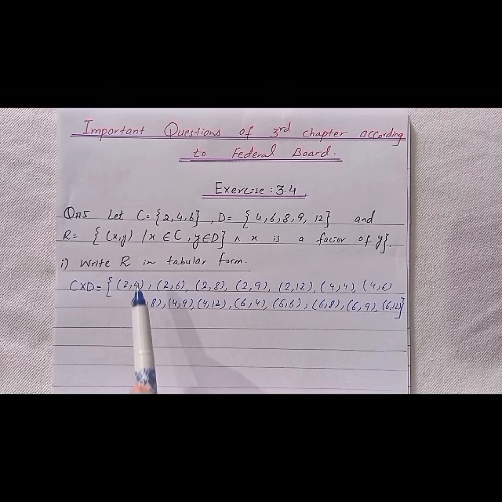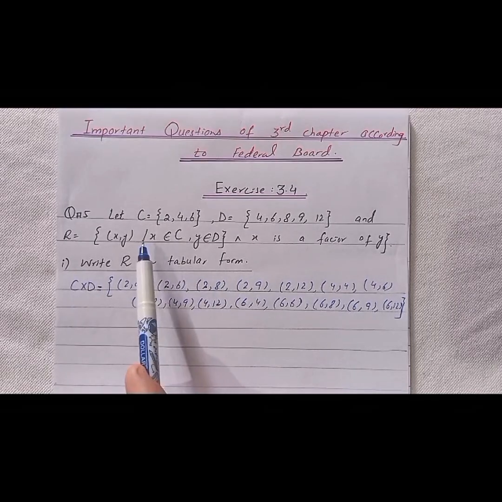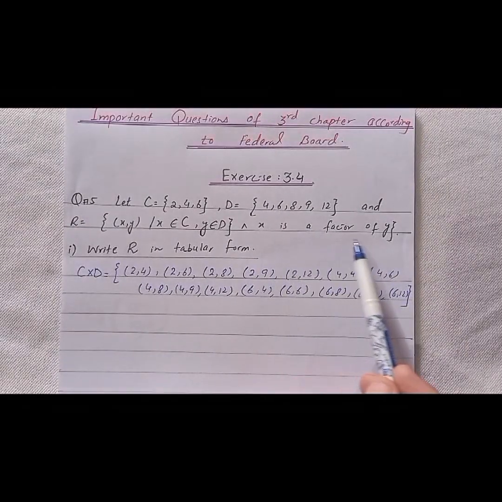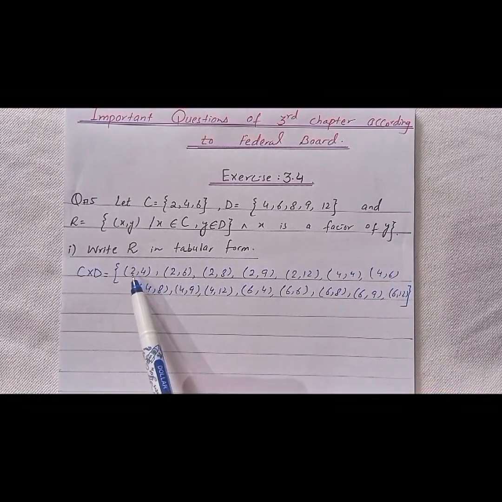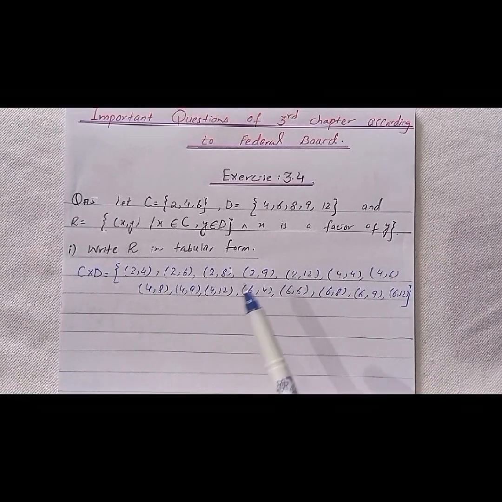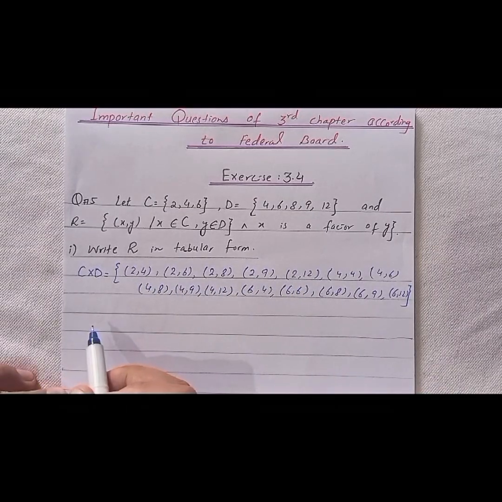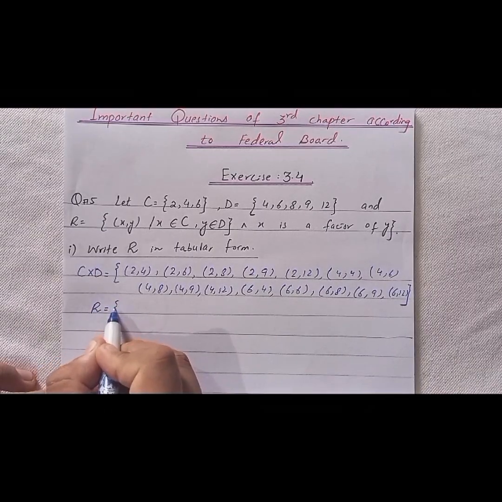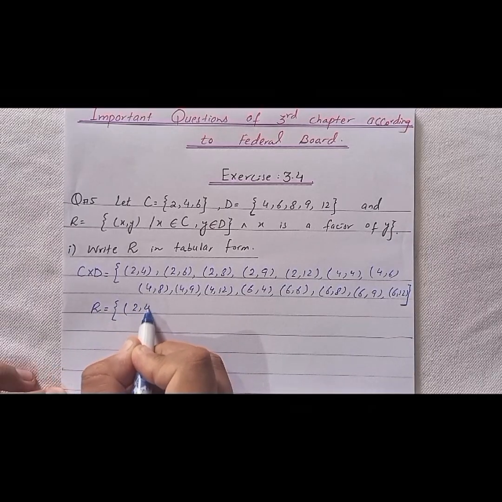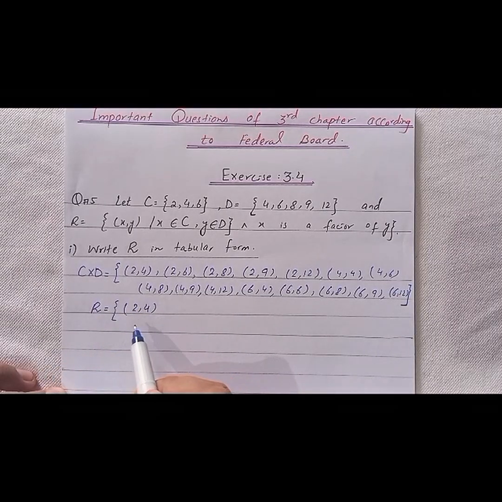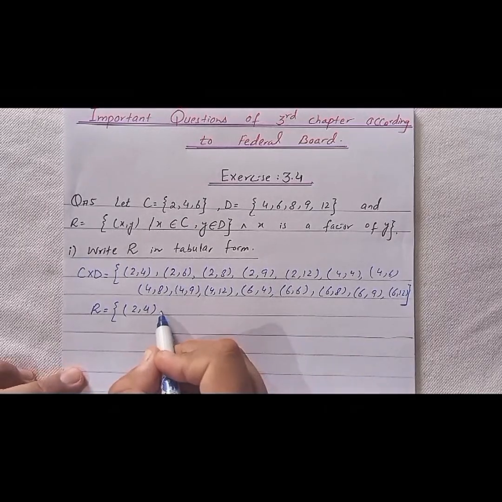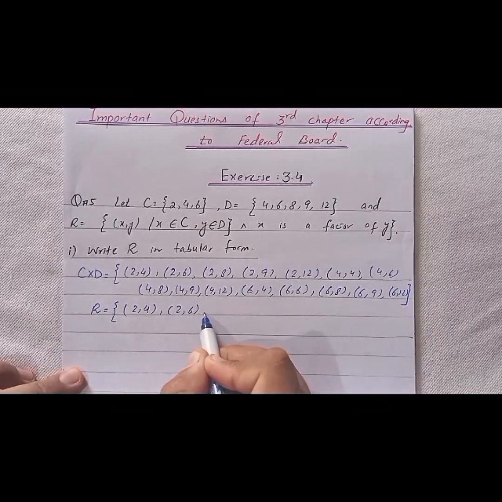We have to select the ordered pairs which fulfill the condition of the R set builder form, that is x is a factor of y. So in tabular form we only write those ordered pairs which fulfill the condition that the y element is completely divisible by the x element. So the first ordered pair is 2, 4. Here 4 is completely divisible by 2. Then the second ordered pair which fulfills the condition is 2, 6. Third one is 2, 8.